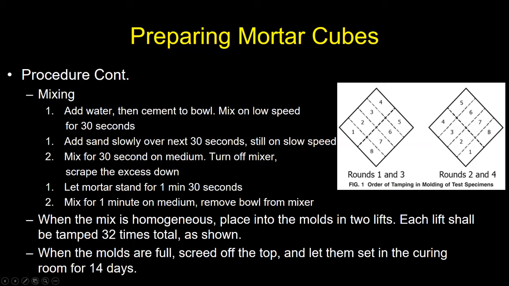What I do is I place my first lift in all 3 cube molds, and then I'll do 32 for each, and then I place my second lift and do all 32 for each again. That way I'm not doing 1 cube and letting the mortar sit out and begin to dry out, because you don't want that. You want it to be as similar as you can for each of them. And then once the molds are full, you're going to screed off the top, and you're going to let them sit in the curing room for 14 days.